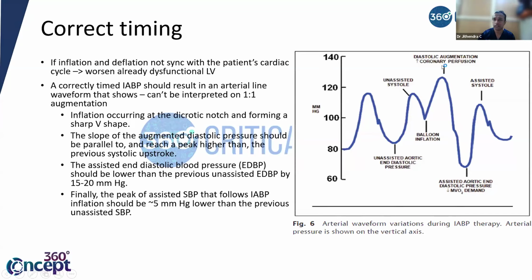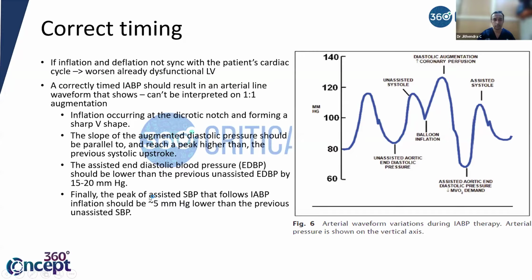And what is the purpose of this? Diastolic augmentation is one which increases the coronary perfusion, and your diastolic pressure going down when the balloon deflates is one which will reduce the afterload or reduce the oxygen demand by the heart. And next is again your unassisted beat. So again you get your assisted systole. So this is how it continues.